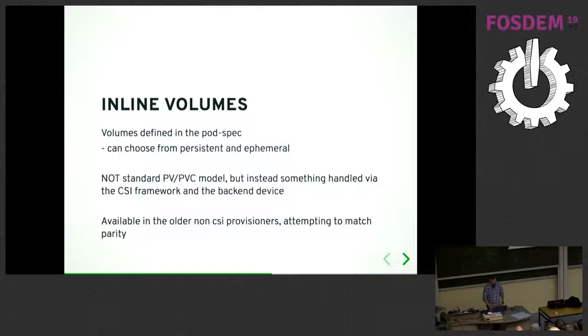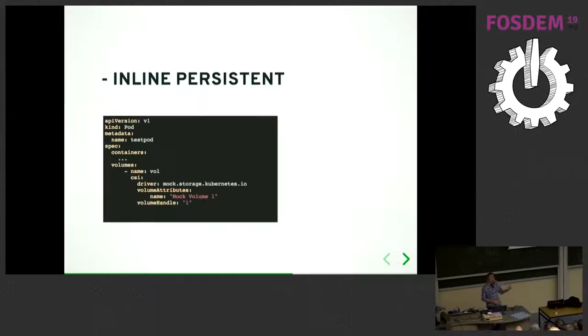Okay. So here's an example of what the proposed manifest would look like for an inline persistent PVC. So you'll notice the thing we have down here is a volume handle. So that would be some sort of identifier that the plugin could pass to the backend device to know what piece of storage we're using, right? And it must exist already. So an admin is typically going to have to create that or something like that.